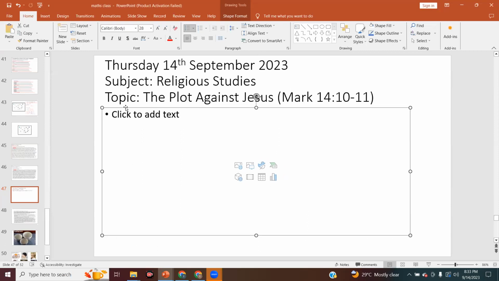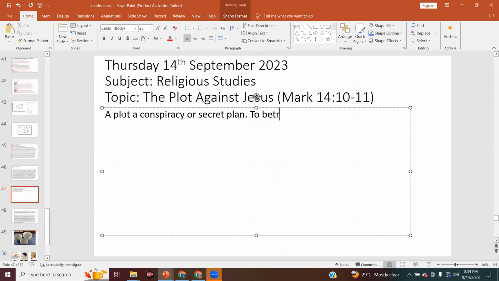So let's define certain things here. We say a plot is a conspiracy, right? Or a secret plan. Basically, that's what a plot is, right? A conspiracy or secret plan.